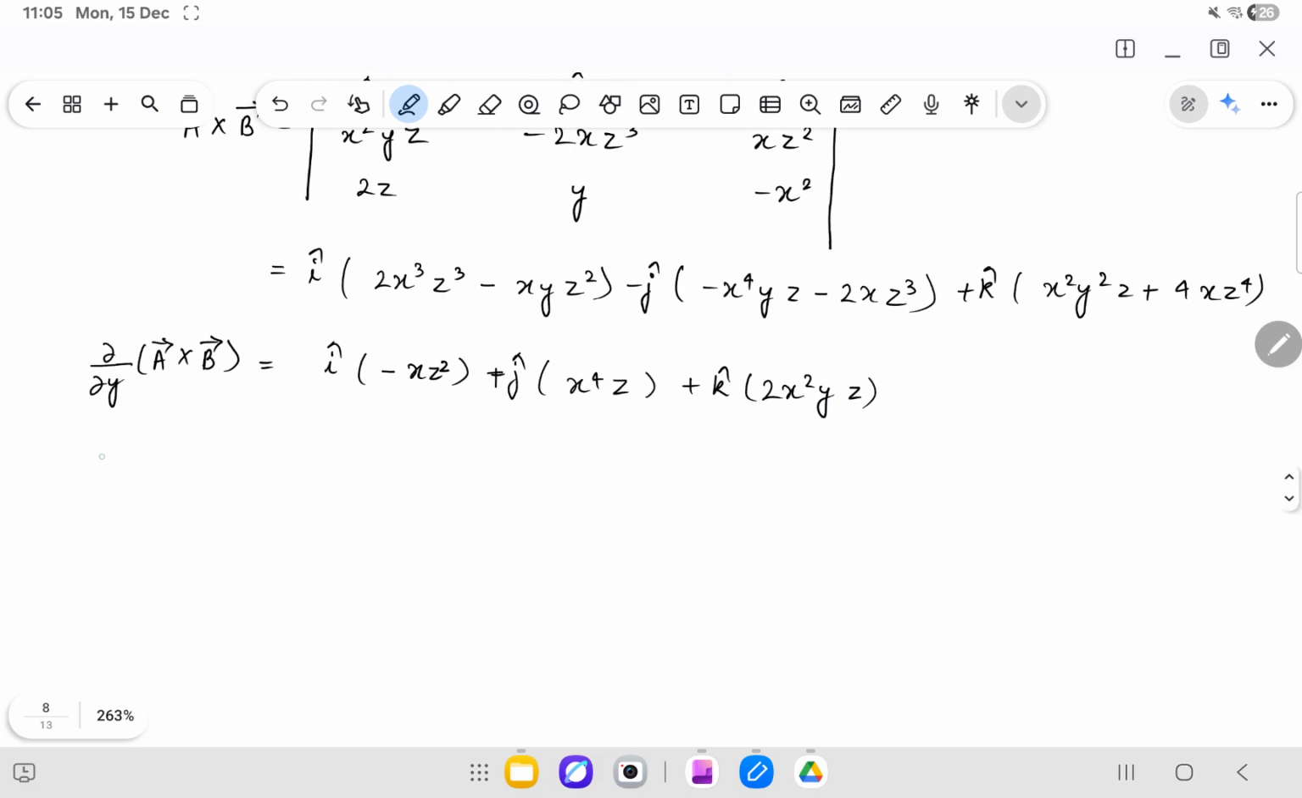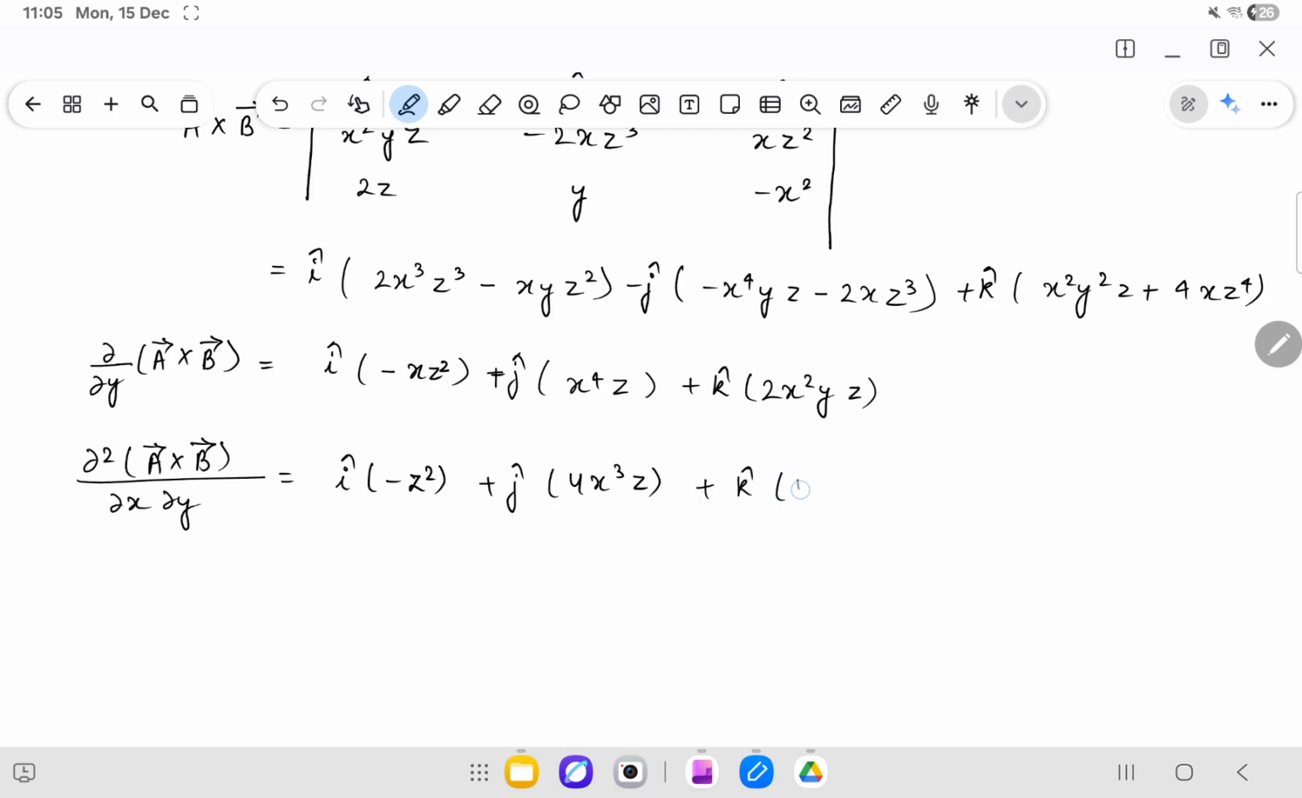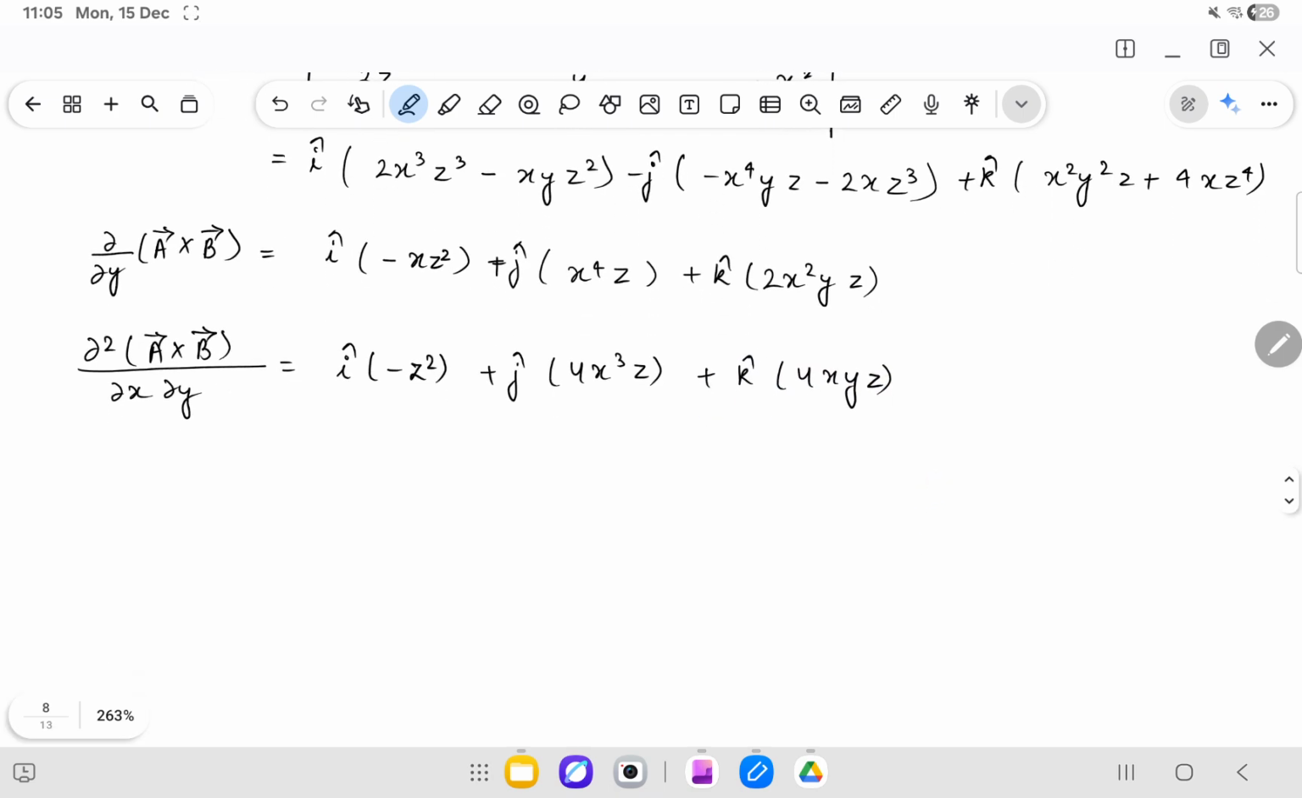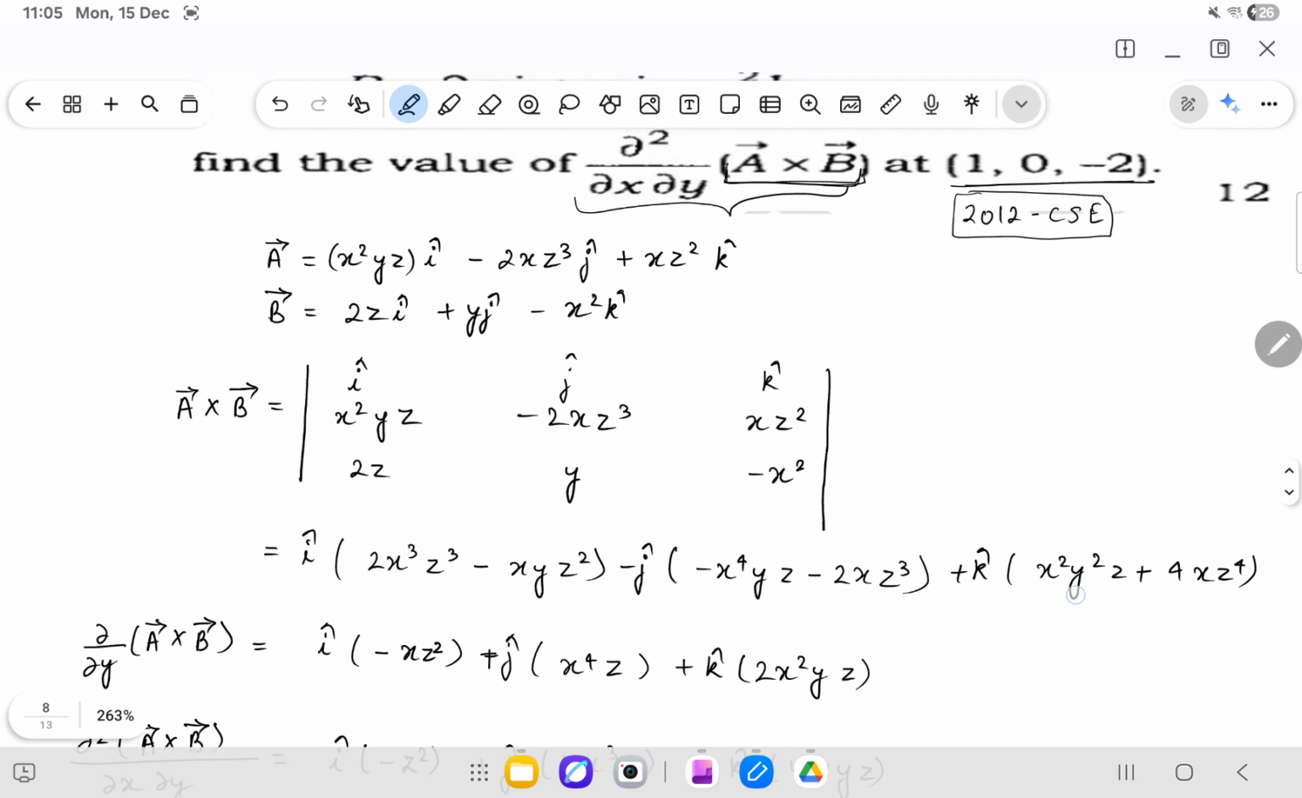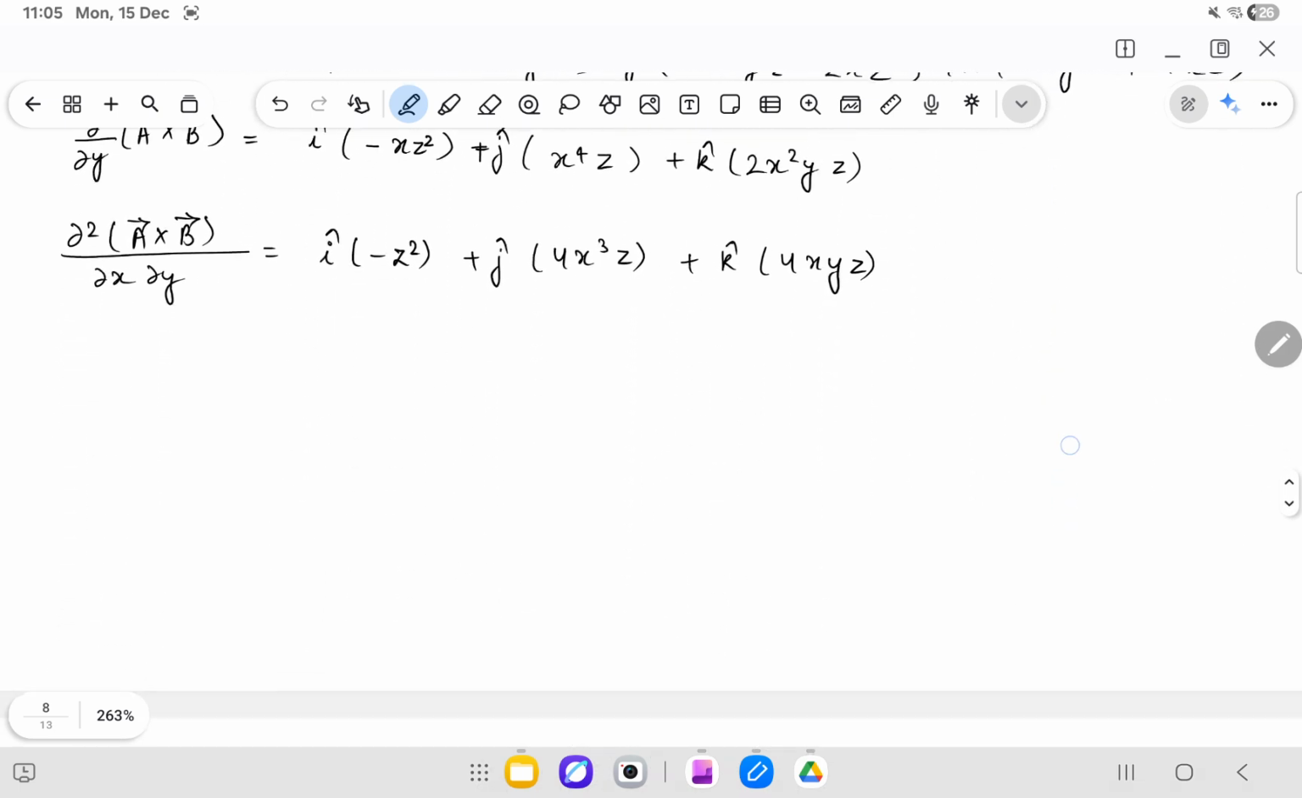Likewise, if I evaluate this with respect to x, it will be equal to i cap times minus z square, plus j cap times 4x cube z, plus k cap times 4xyz. And this is basically the vector, and we are supposed to evaluate it at the point 1, 0, minus 2.